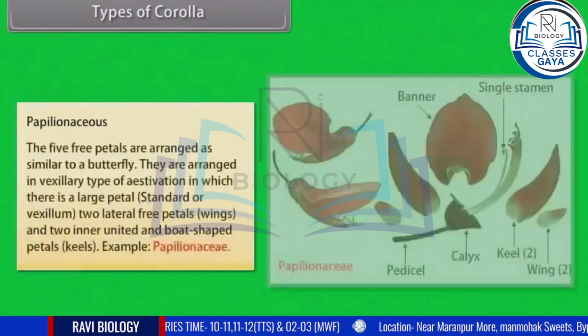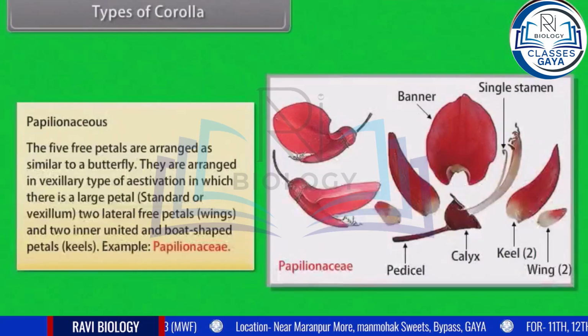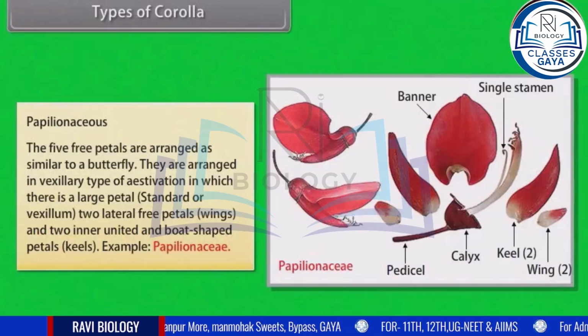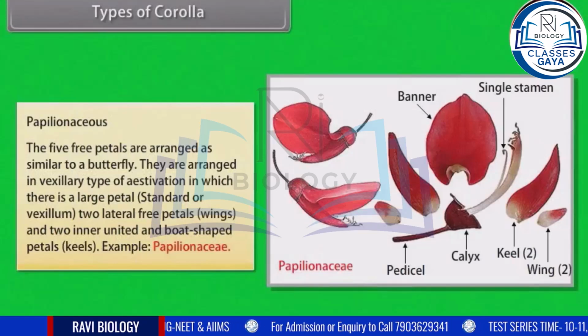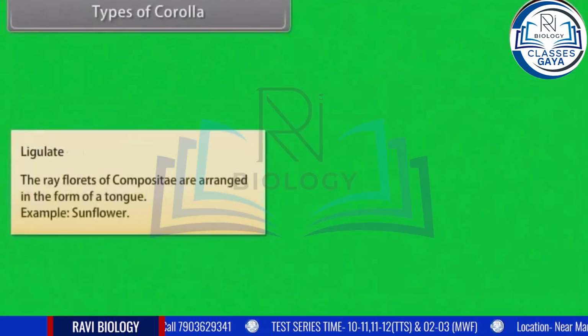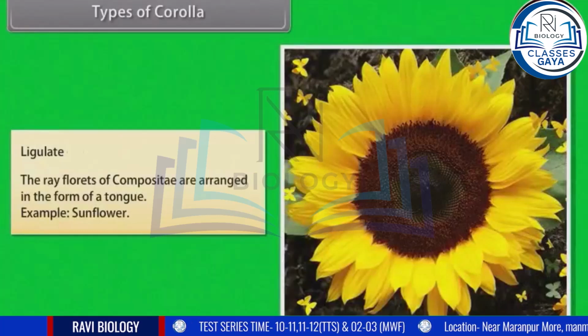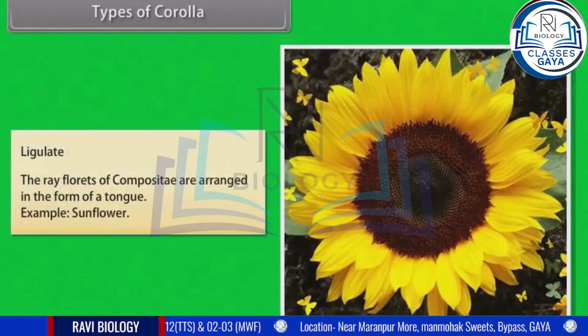Papilionaceous. The 5 free petals are arranged similar to a butterfly. They are arranged in vexillary type of estivation, in which there is a large petal, standard or vexillum, 2 lateral free petals, wings, and 2 inner united and boat-shaped petals, keels. Example, Papilionaceae. Ligulate. The ray florets of compositae are arranged in the form of a tongue. Example, sunflower.